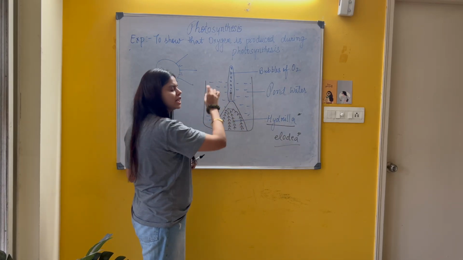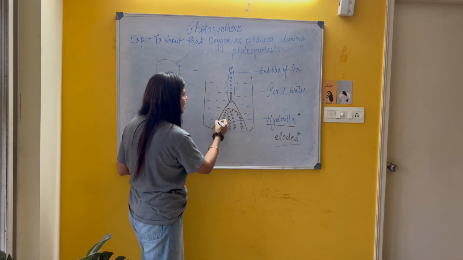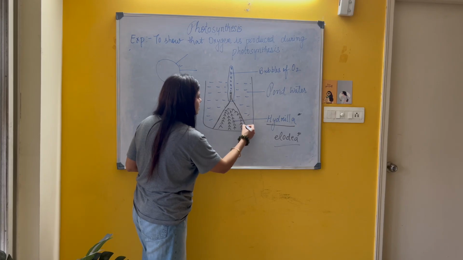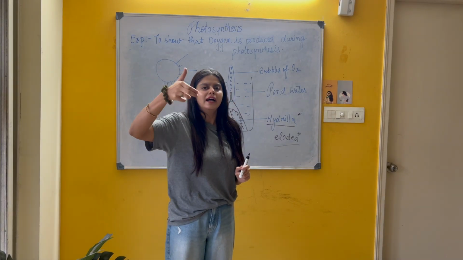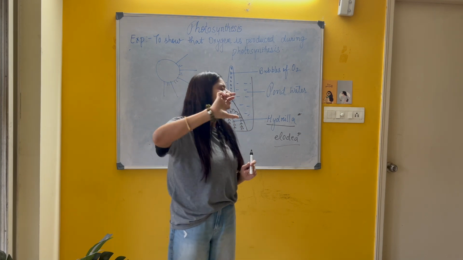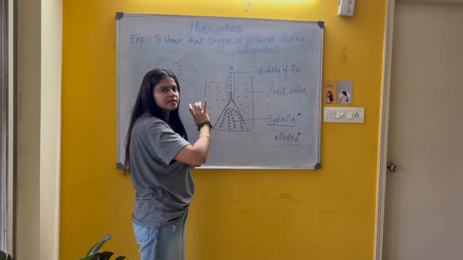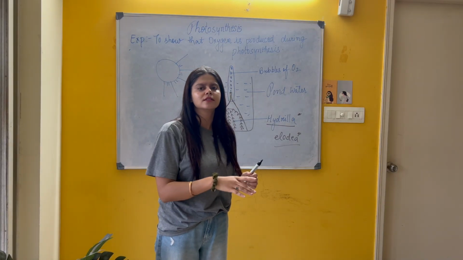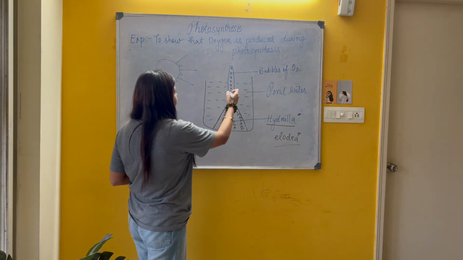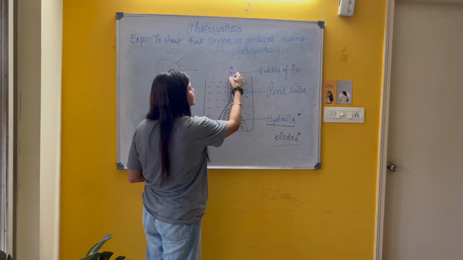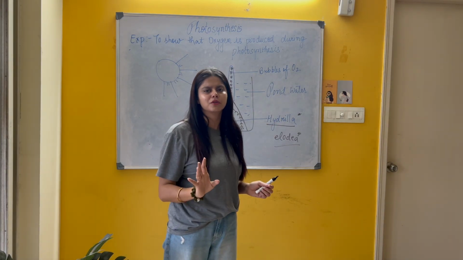Now on top of the aquatic plant, they have inverted a funnel. Can you see this funnel? On top of the aquatic plant, a funnel is inverted. Now a test tube full of water, and that test tube is slowly inverted on the stem of the funnel. The entire setup is kept in sunlight for the process of photosynthesis. Now after a few hours, what will be the observation? There will be bubbles seen in the test tube, indicating that some gas is being released by photosynthesis.